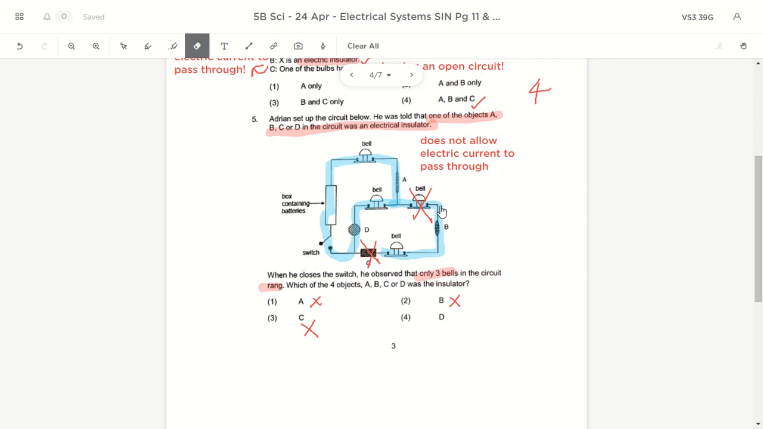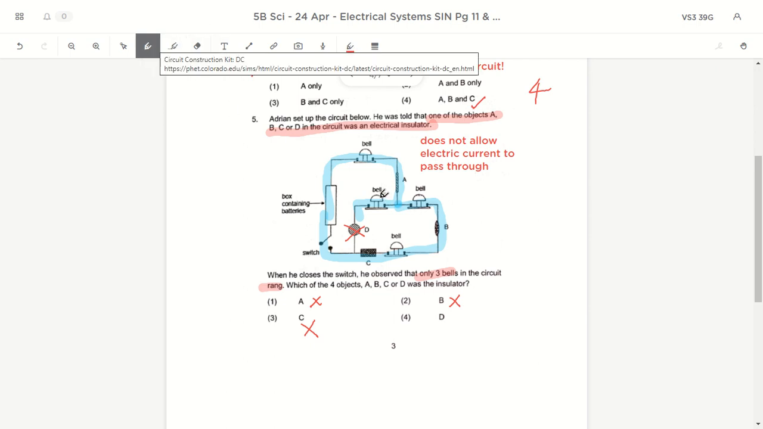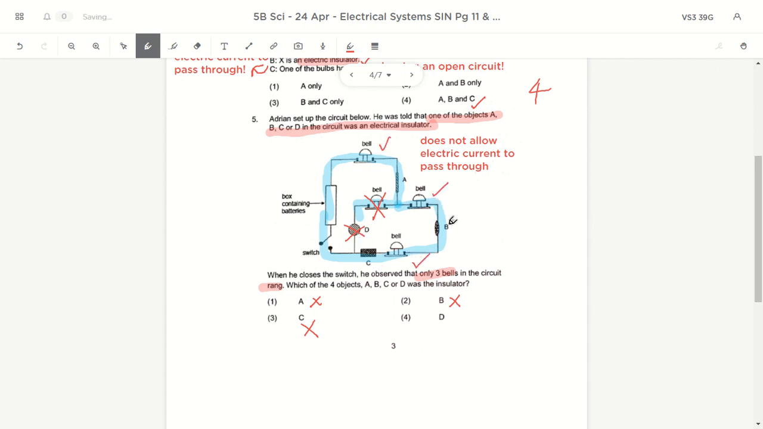So let's try D. If D is an insulator, we trace the electric current. Over here, you realize if it goes here, it gets stuck, so this bell cannot work. But I can go to the right, this bell works, and it becomes a complete circuit. So if D was an electrical insulator, only this bell cannot work, because it doesn't form a closed circuit. This bell can work, this bell can work, this bell can work. So 3 bells, so the answer is D, answer is 4.